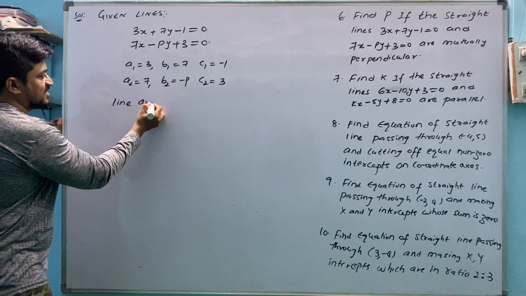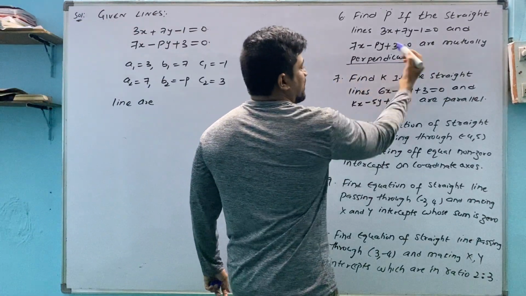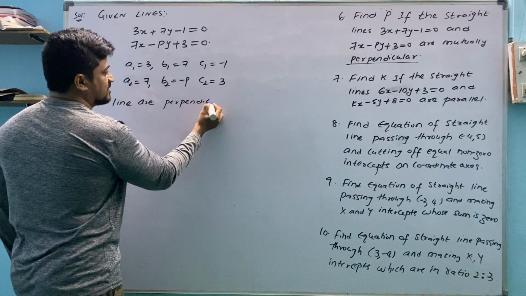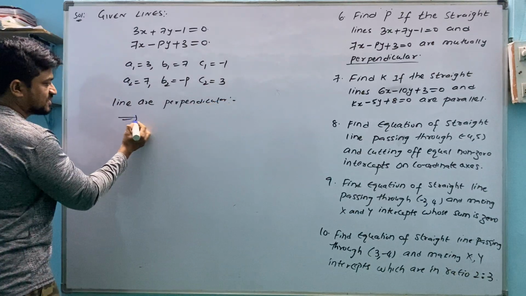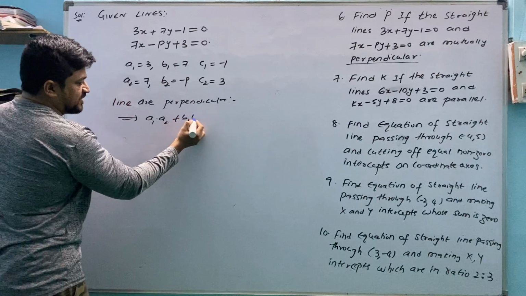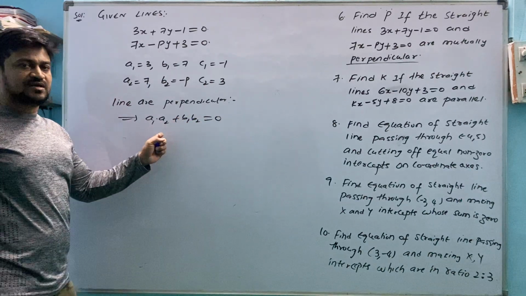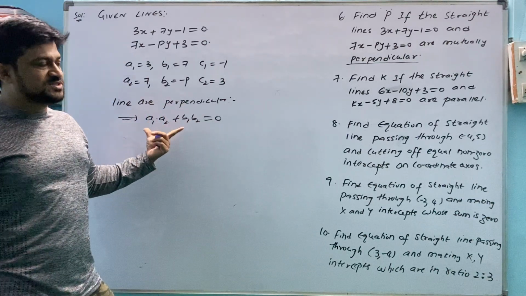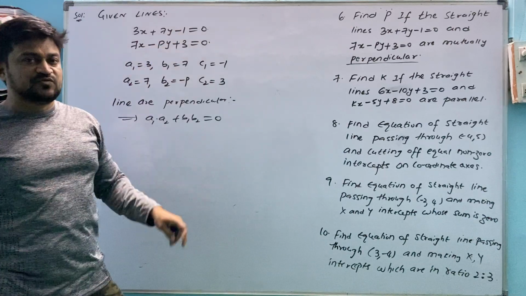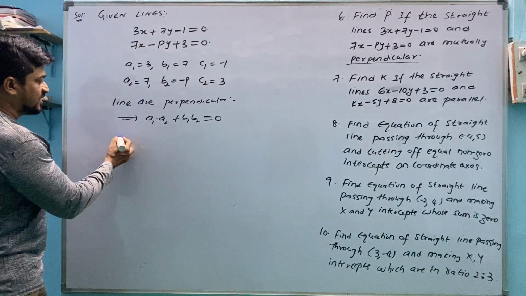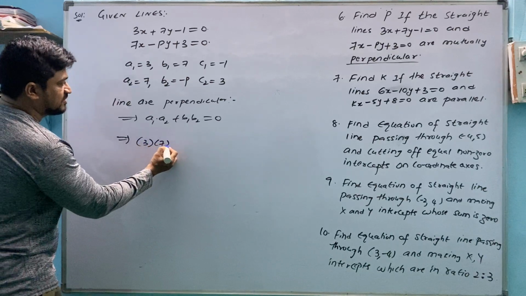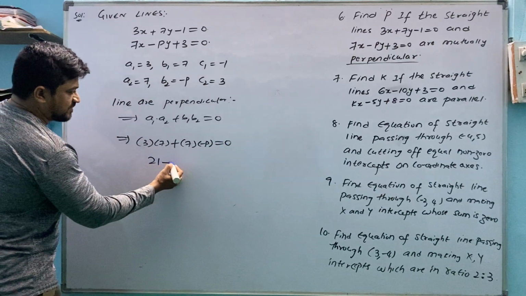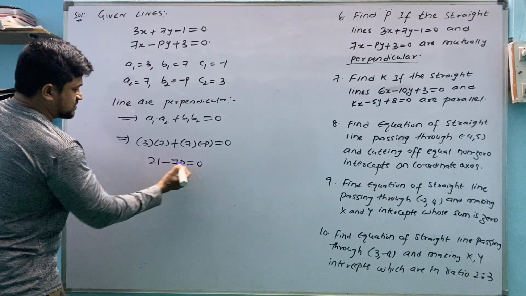Given that the lines are perpendicular, you should write the formula for perpendicular. It implies a1 a2 plus b1 b2 is equal to 0. From where do I have this formula? In class 1 video I have shown that when lines are perpendicular, we have to use this formula. a1 b1 c1 a2 b2 c2, you should take without x and y. Then a1 into a2, 3 into 7, plus b1 into b2 is equal to 0. 21 minus 7p equal to 0.